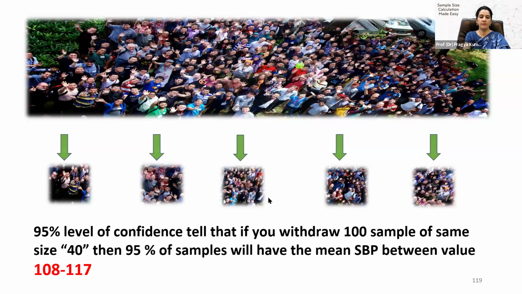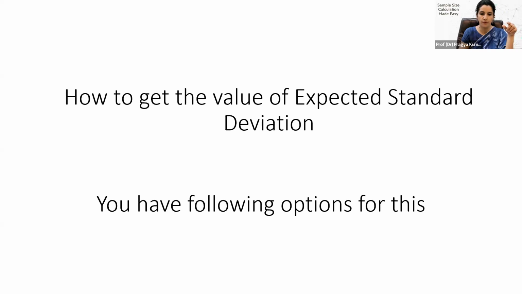Similarly, at 95% confidence level, if I draw 100 samples of the same size 40 and calculate the 95% value, then I can say that 95% of the samples will have the mean SBP value between 108 and 170. And this we have discussed in the proportion also. We say that we are 95% confident that the true population mean will lie between these two values.